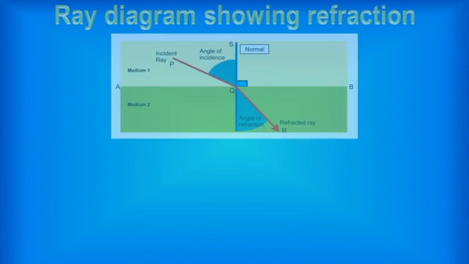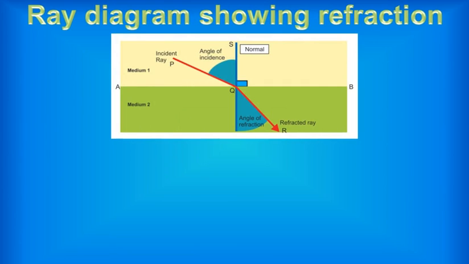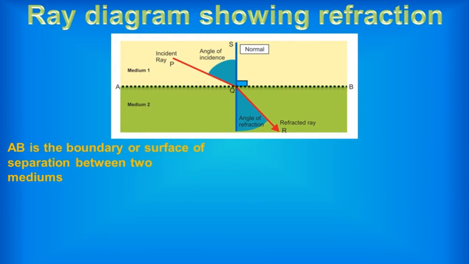Now let us see the ray diagram showing the refraction of light. AB is the boundary or surface of separation between two mediums, that is, medium 1 and medium 2. When a ray of light falls on this surface, it gets refracted.